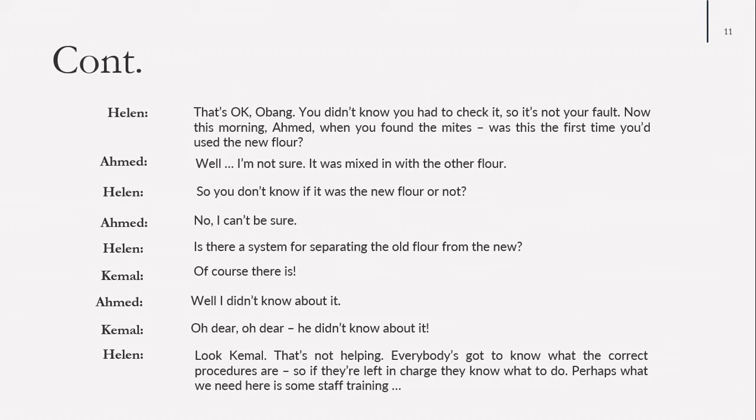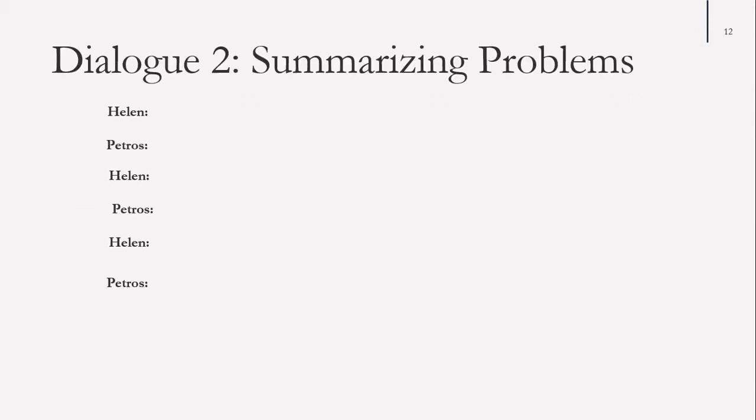So this is the first dialogue. I think you have got what I meant. The second dialogue is about summarizing problems. Let us see how the language formulas we have discussed can be used in real dialogue.